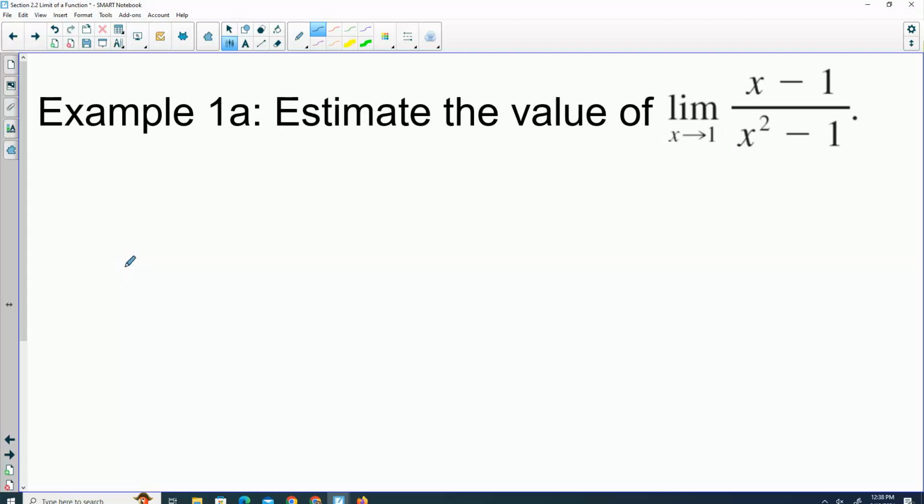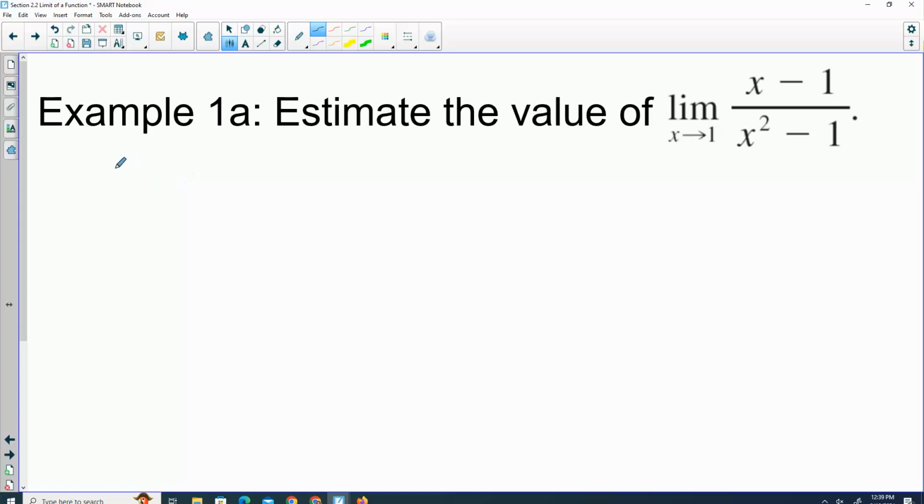So let's look at an example. If I want to estimate the value of this limit, we have x approaching 1. Can you plug 1 into this equation? No, you would get 0 over 0. So does this graph even exist at 1? No. Does that matter? No, because a limit doesn't care what happens at the point. It's as we are approaching it.